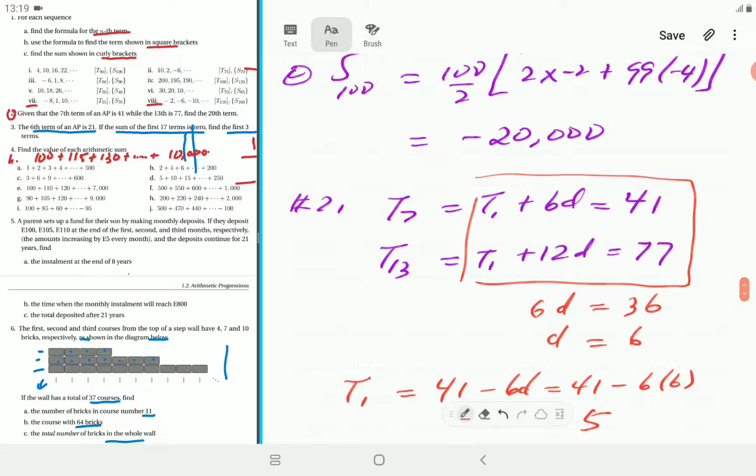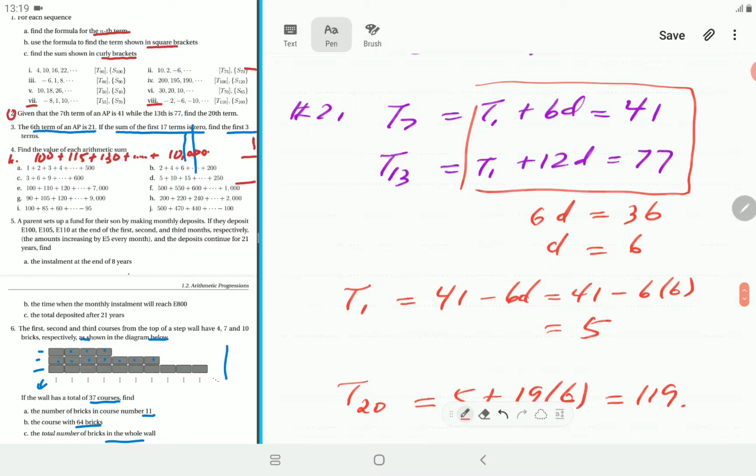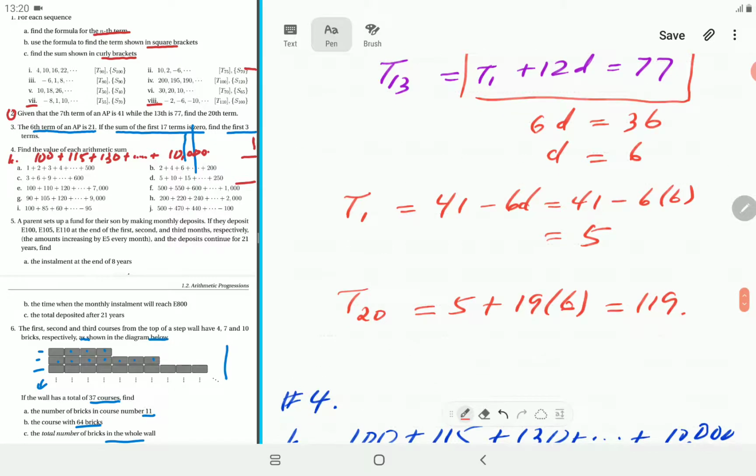In number 2, we're given that the 7th term, T7, is 41. We write that in terms of T1 and D. And term number 13 is 77. We write that in terms of T1 and D. Then inside the red box here, we've got a linear simultaneous system of equations. Solving that, we get D is 6, from which then T1 is 5. Question is looking for term number 20, so that one is going to be 119.